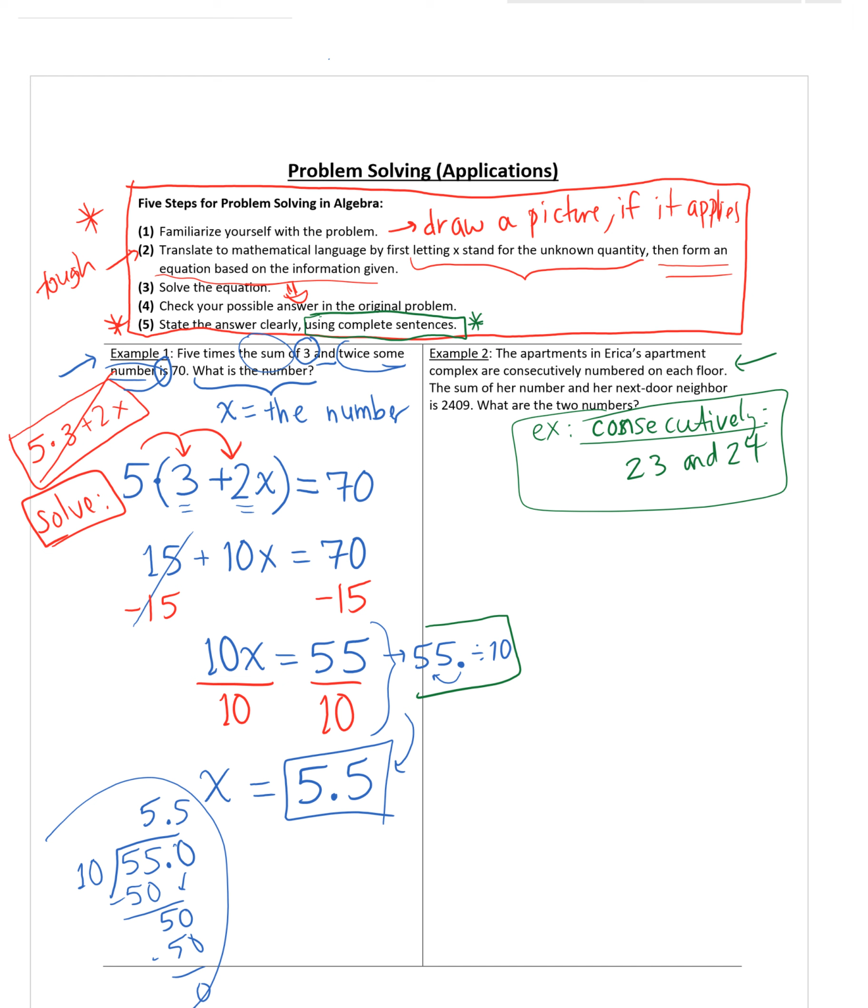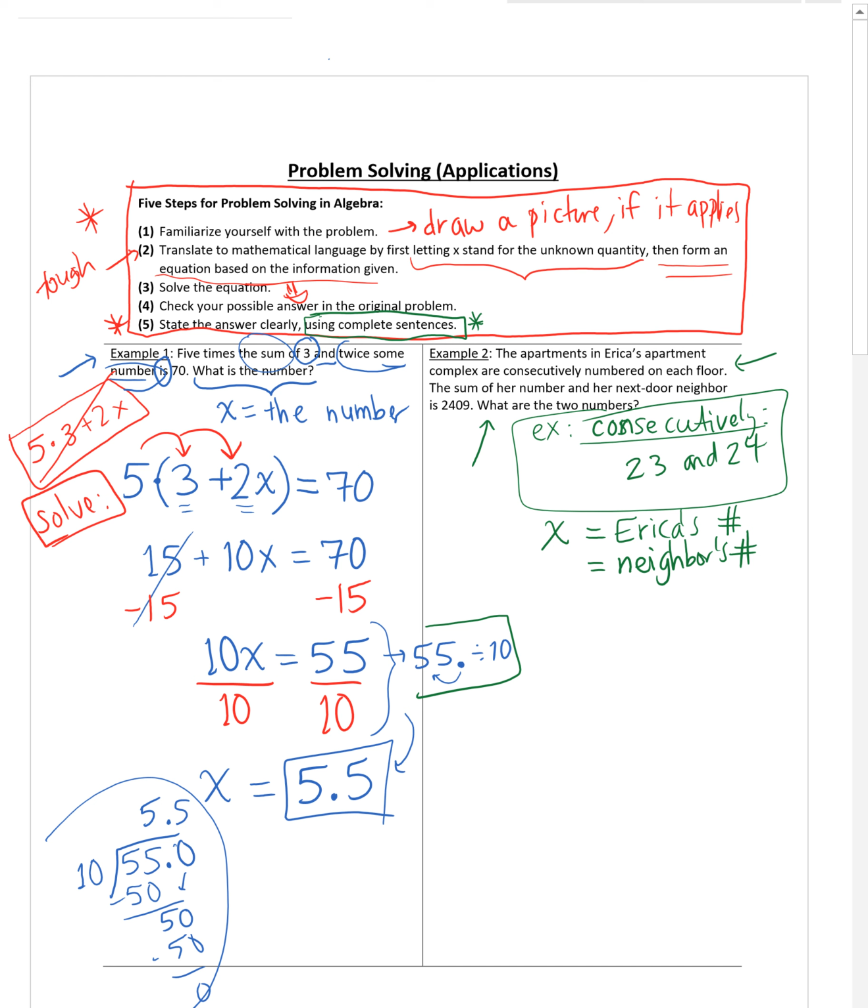Okay, this one is definitely more complicated because notice, first of all, they ask for two things. What are the two numbers? Whereas in the last example, all we cared about was one number. So I'm going to have to call each of them something. So the two things they're looking for is Erica's apartment number, you could just say Erica's number, and the neighbor's number. So since we don't know what Erica's apartment number is, we're just going to call it x, let's say.